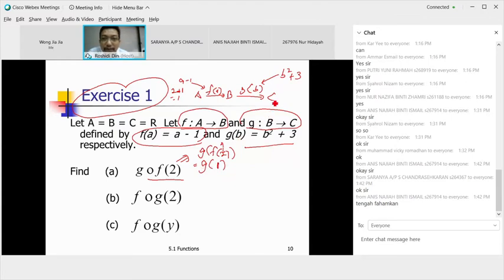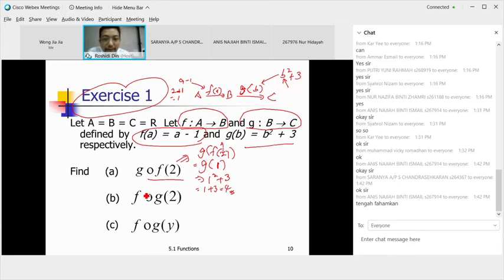So G1, once we look at this G, it means B square plus 3. We refer to this B. So once we change it, it will be 1 square plus 3. It will be equal to 1 plus 3, which is 4. That's the answer.